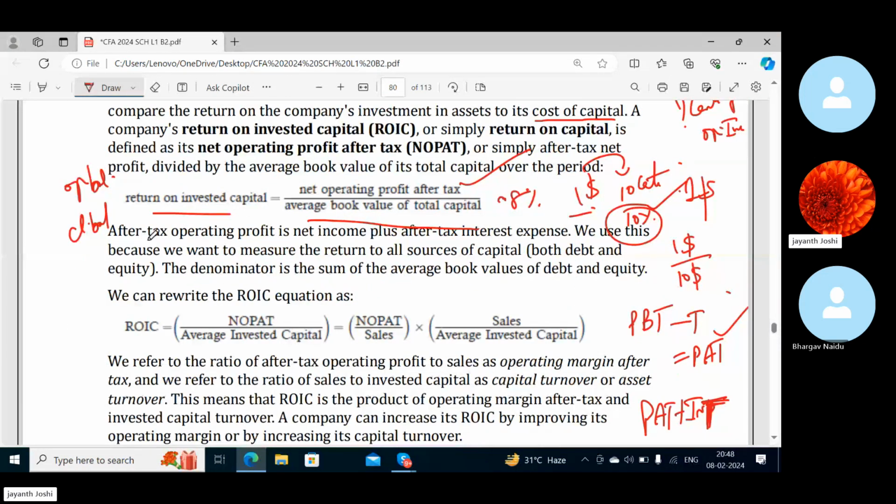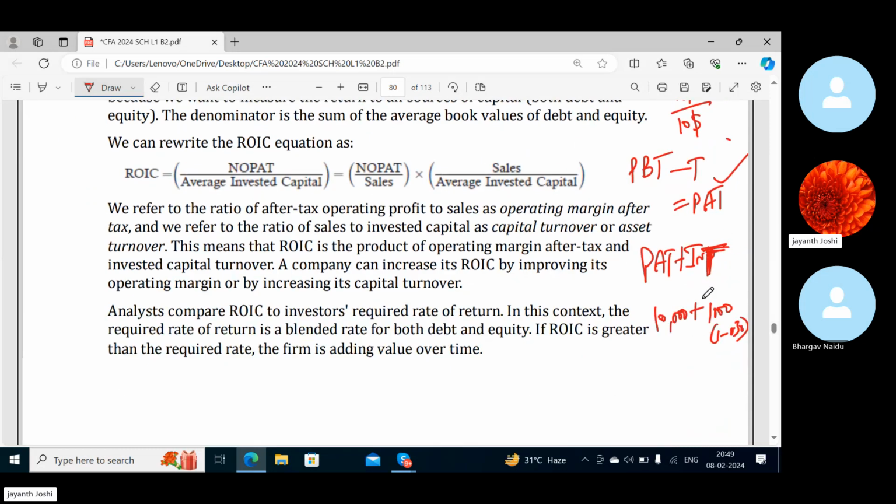After tax operating profit is nothing but net income. I already explained, net income is when you have removed taxes from PBT. So you get PAT. That is your net income. Net income plus after tax interest expense. So I took interest expense and I removed taxes. So I got this. So this is nothing but NOPAT, net operating profit after tax.